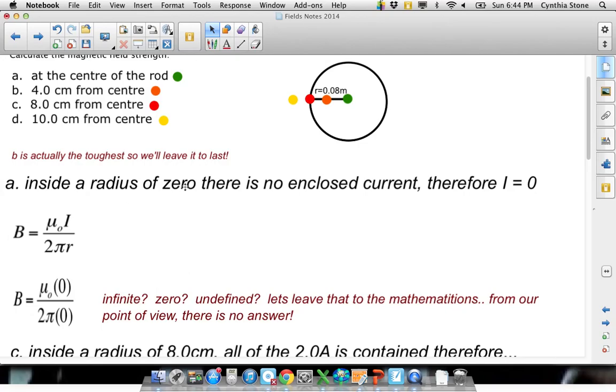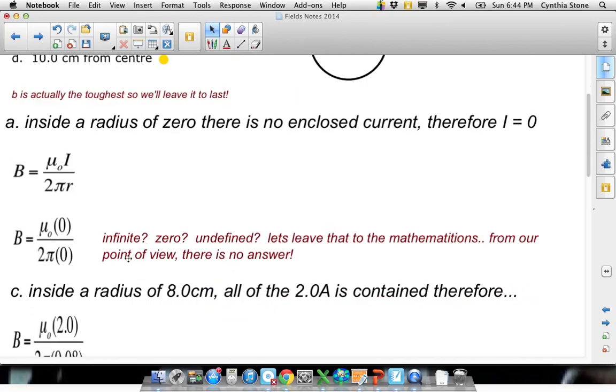Anyway, so inside a radius of 0, there's no enclosed current. So our I is 0, but also r is 0. So it's the great question. What's 0 over 0? And I don't know the answer. Ask Mr. Restall. Is it infinite or is it 0 or is it undefined? And that's the exact same, by the way, if you were trying to calculate the gravitational field strength at the very center of the Earth. Is it 0 or is it infinite? Because your r is 0, which is on the bottom. So it's 1 over... so again, is it infinite? I don't know. Anyway.